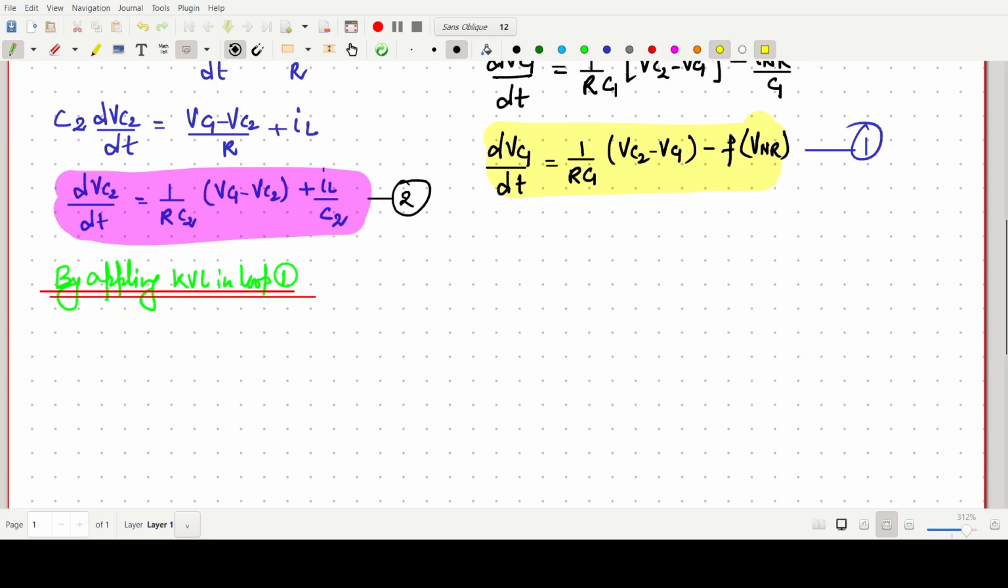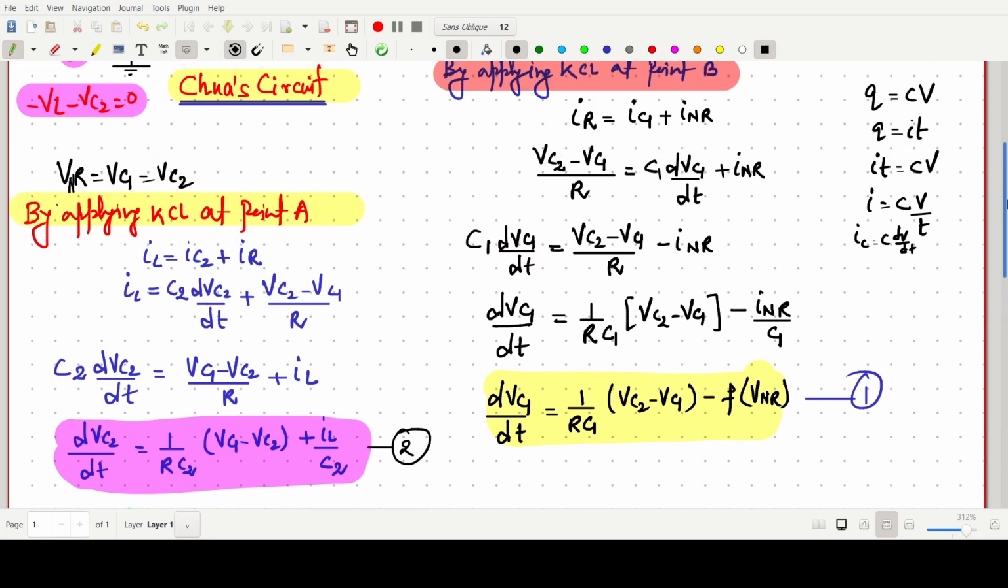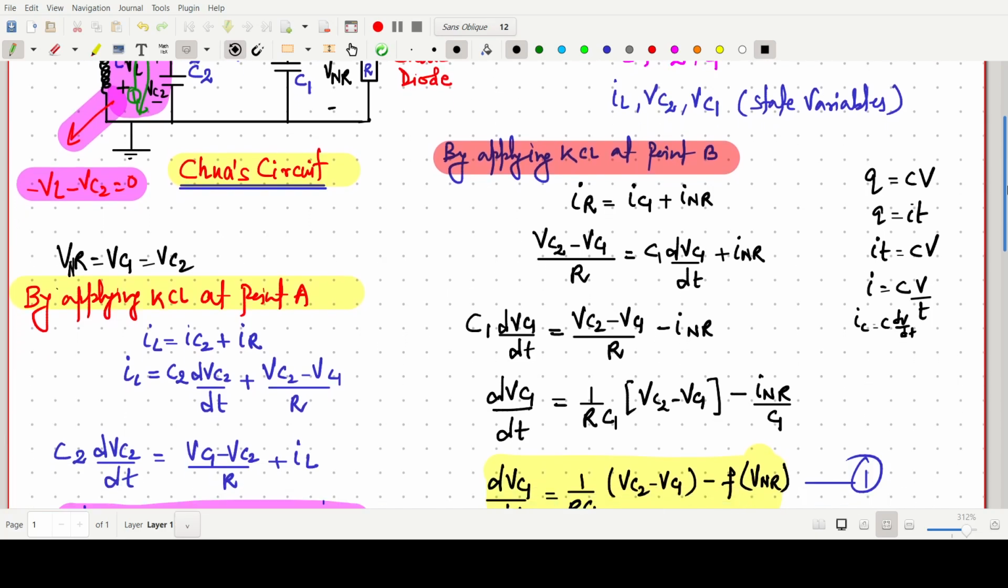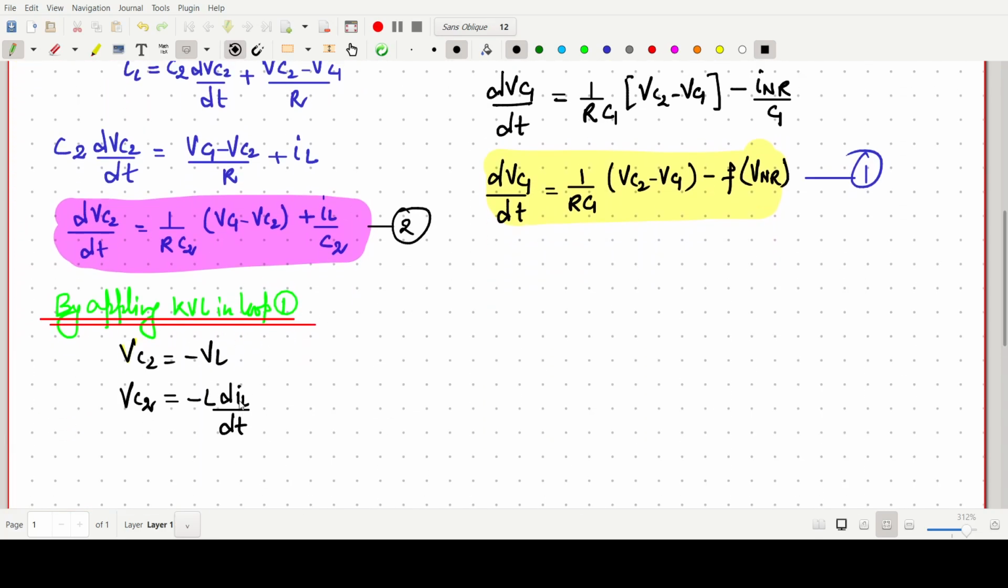So what we can write, VC2 equals to minus VL. Above we have already written. Now VC2 is the state variable, one state variable. Now inductor voltage will be minus L dIL by dt. Once again I am showing, IL is the current. So VL equals to minus VC2. Already written. So this one is the third state equation.